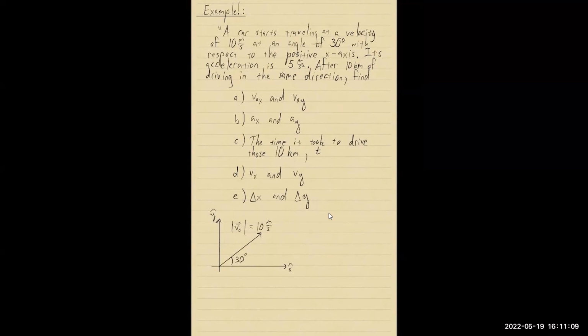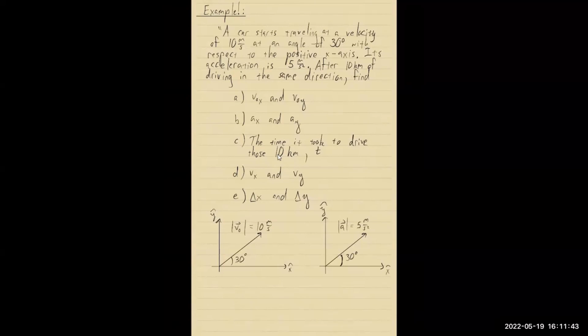So similarly, I'm going to redraw this. Our acceleration vector points in the same direction. So I'm going to draw the x and y axis here, and then we've got some acceleration vector, but the magnitude of this acceleration vector is 5 meters per second squared. Right, meters per second squared. And it's also presumably going the same direction, so it's also at 30 degrees.